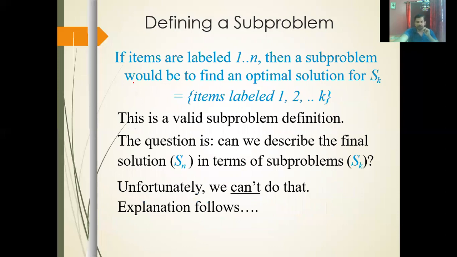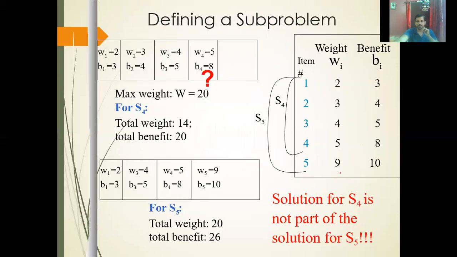Defining a sub-problem, as I already mentioned, if items are labeled as 1 to n, you can consider a part of these items. So I can consider k items among these n. Finding the solution to those k items, that is from 1 to k, we can call it a problem of size S k. The final solution will be S n. The smaller sub-problem will be S of k. So that is the definition of a sub-problem here.